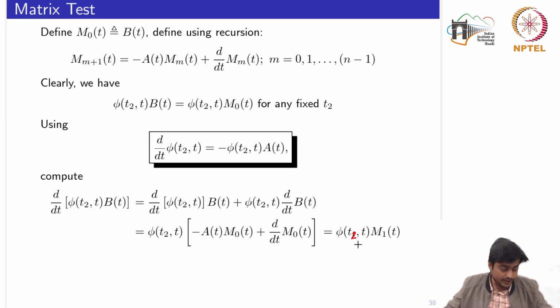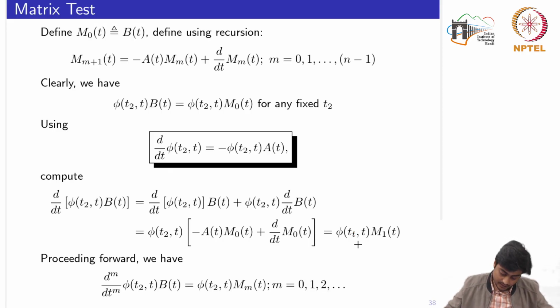Now keep taking the derivatives. Proceeding forward, I take the m-th derivative of the left hand side, and finally I would see that every time it is equal to the state transition matrix for any fixed time t2, multiplied by this M m, which we have defined by using the recursion.